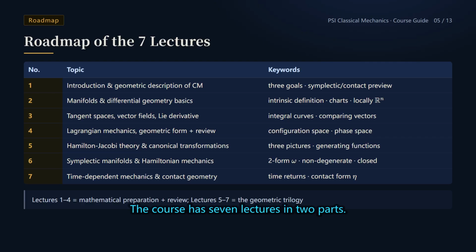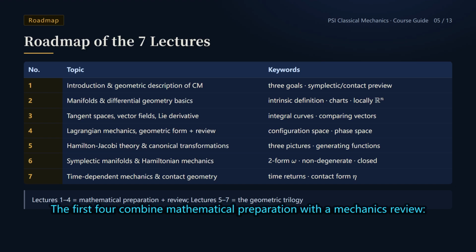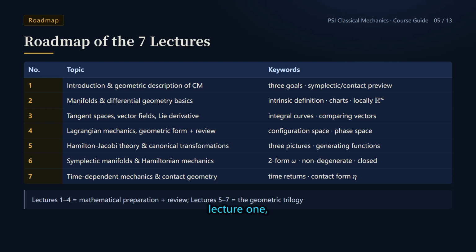The course has 7 lectures in 2 parts. The first 4 combine mathematical preparation with a mechanics review. Lecture 1, Introduction. Lecture 2, Manifolds. Lecture 3, Tangent spaces and the Lie derivative. Lecture 4, Lagrangian mechanics in geometric language, with a Hamiltonian review. The last 3 form the geometric trilogy. Lecture 5, Hamilton-Jacobi theory and canonical transformations. Lecture 6, Symplectic geometry. Lecture 7, Time-dependent mechanics and contact geometry.